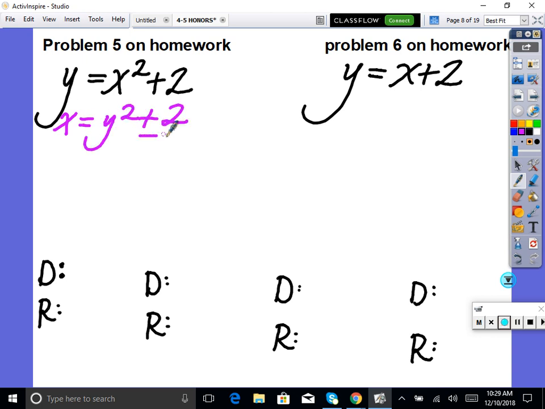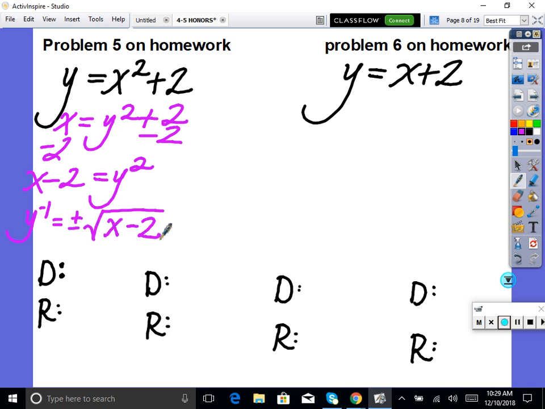So we'll subtract 2. X minus 2 equals y squared. Therefore, y inverse is equal to plus and minus the square root of x minus 2. Do you agree? So we know that the inverse is not a function. Now I'm asking you to find the domain and range of the original and the inverse. So let's do the inverse. The first domain and range here is going to be just f of x. And then this one's domain and range will be my inverse's domain and range.